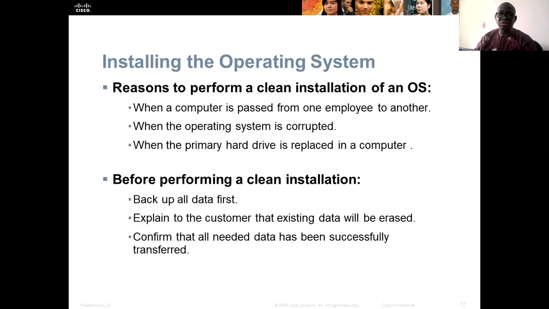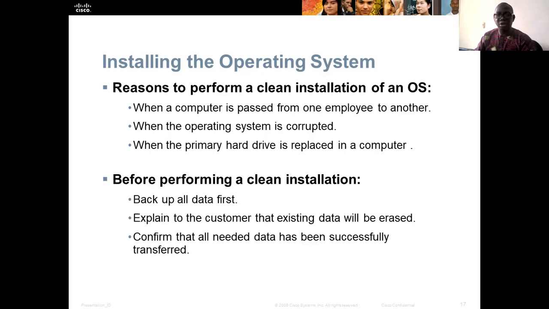When the operating system is corrupted, it will need a clean installation so that it will not continue to have that corruption. You know, corruption can be as a result of virus, Trojan, or whatever. When the primary hard drive is replaced in a computer, then you need to perform a clean installation of the operating system. When you probably buy a new hard drive, or the current hard drive crashes and it is now unusable, you may need to replace it. So you need to perform a clean installation. Now, that is as against the upgrade.